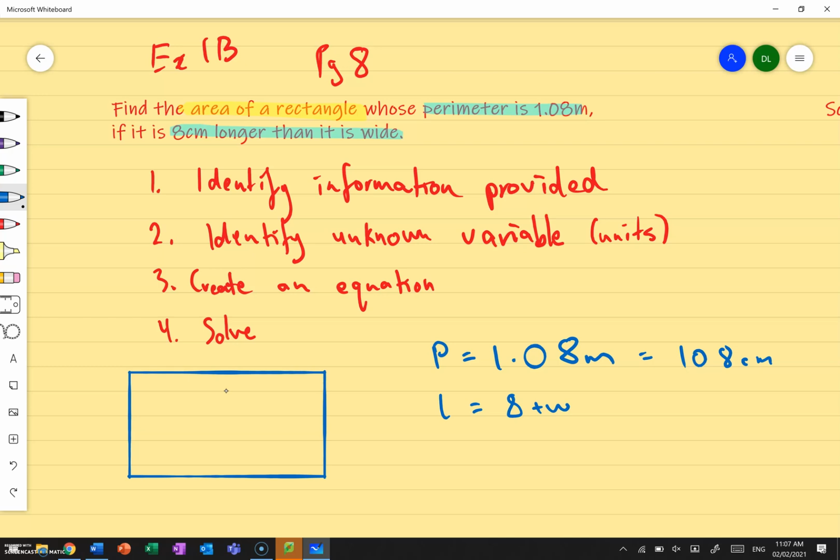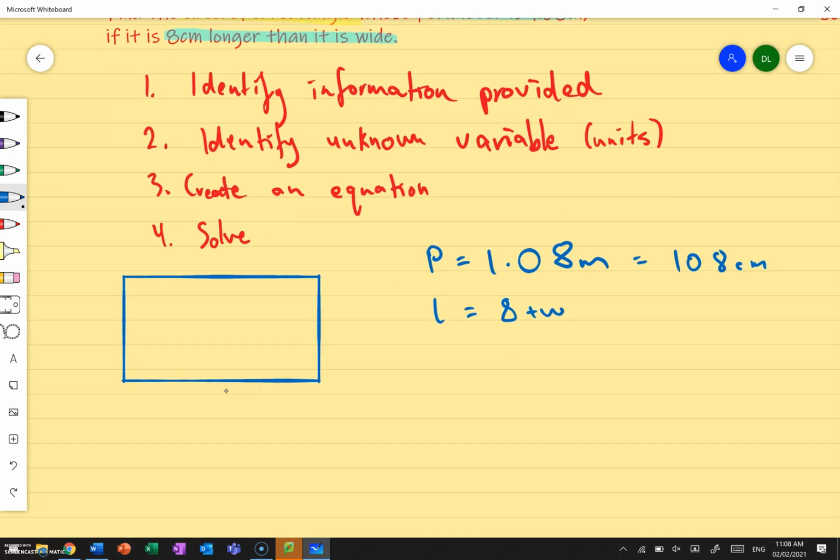Sure, okay. What I think we need to do is create an equation, obviously. What's the formula that we would use to find the perimeter of a rectangle? Easy. So normally we have P equals 2L plus 2W. Make sense? Awesome, let's put our information in. We know that P is 108 centimeters, so I'm going to write 108 instead.